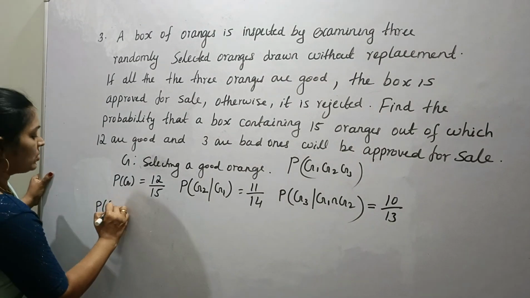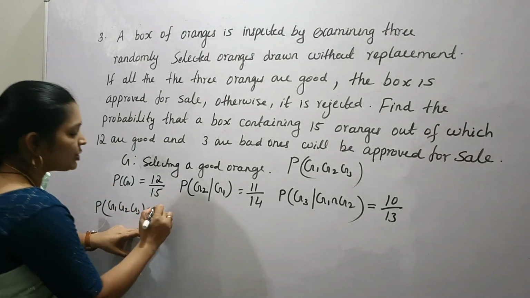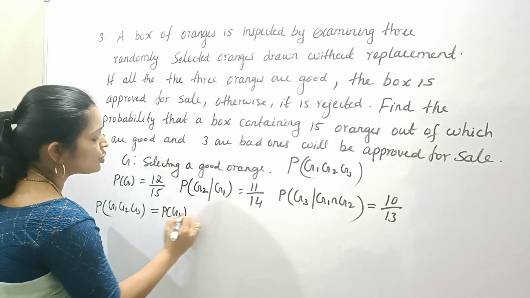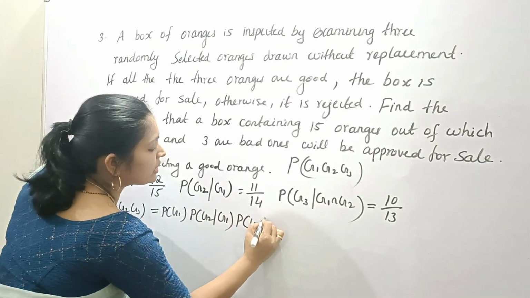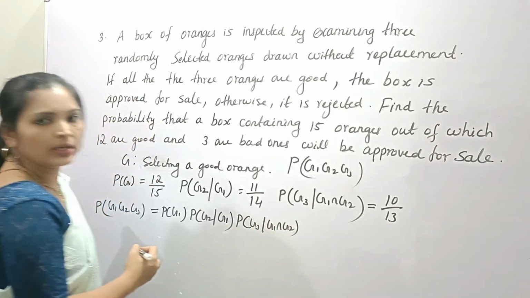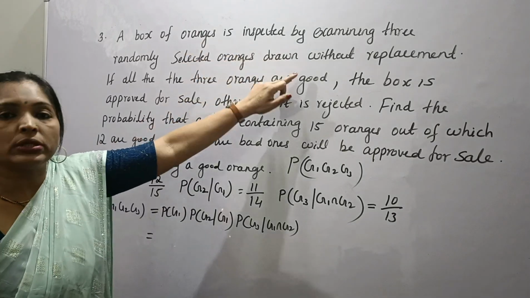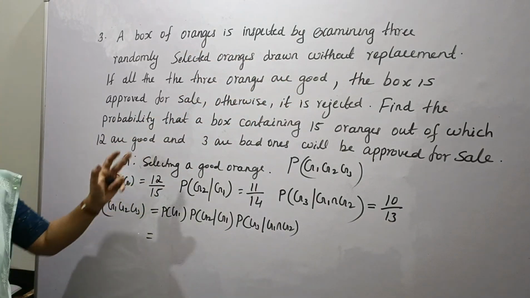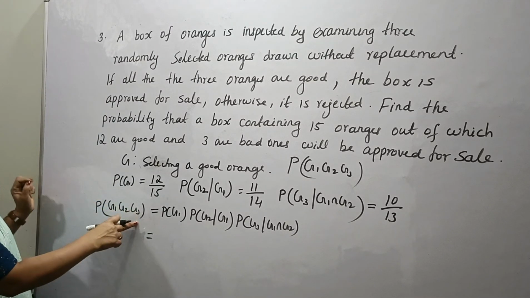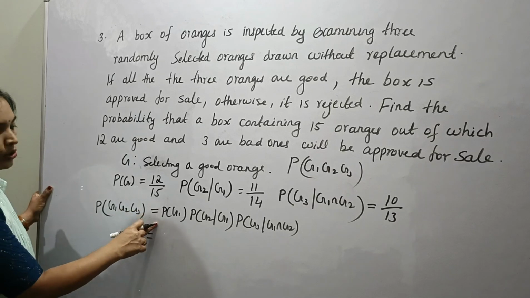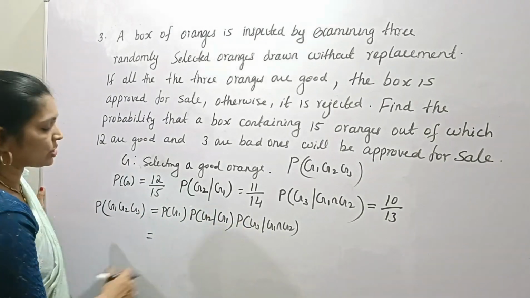Now what is the probability? The probability of G1, G2, G3 is equal to the probability of G1 into the probability of G2 given G1 into the probability of G3 given G1 intersection G2. Since 3 oranges are drawn without replacement, these events are dependent events. Therefore, this is the formula.